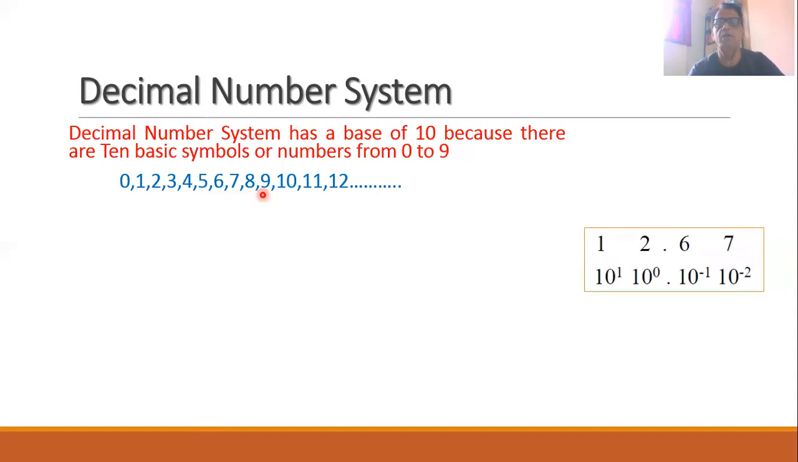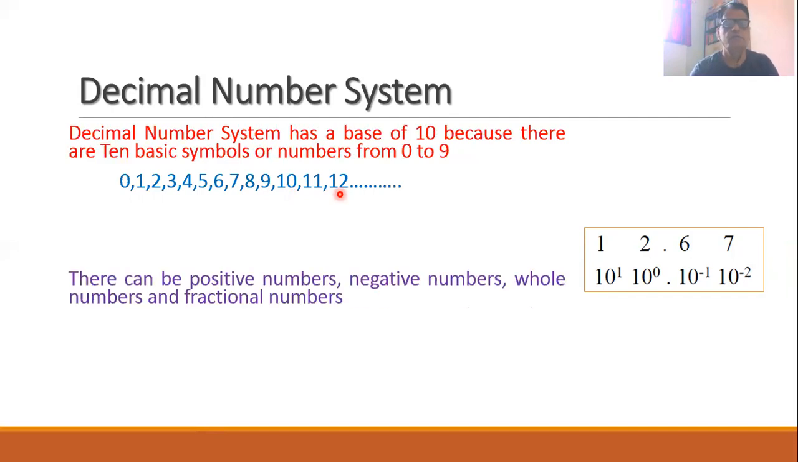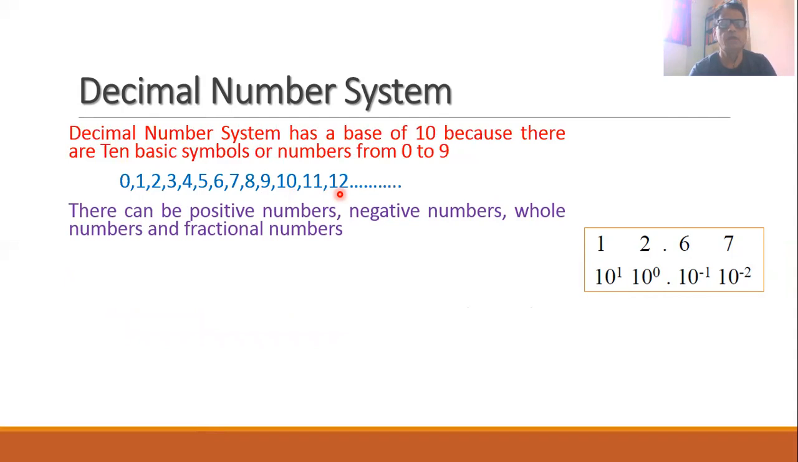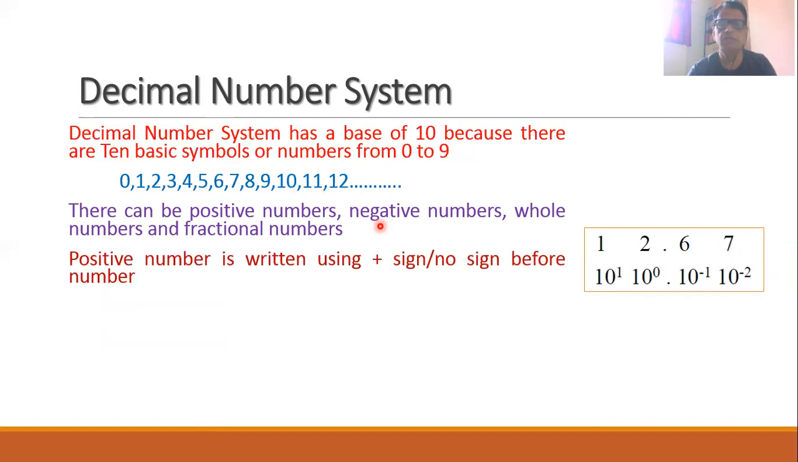Now the basic numbers are over, and therefore I need to make a combination of 1 and 0. So the next number is 10, then 11, 12, 13. In that way, I can write infinite numbers by using this number system. Decimal numbers can be positive, negative, whole, as well as fractional numbers.